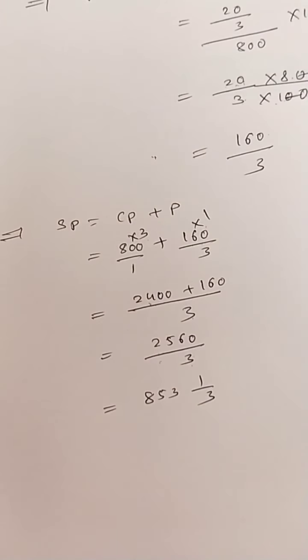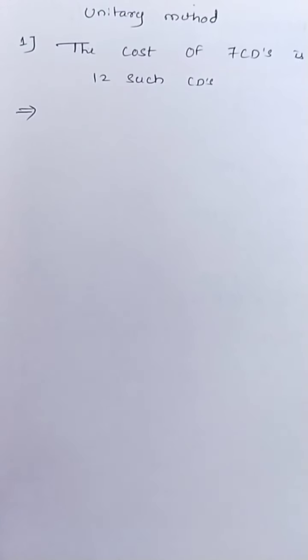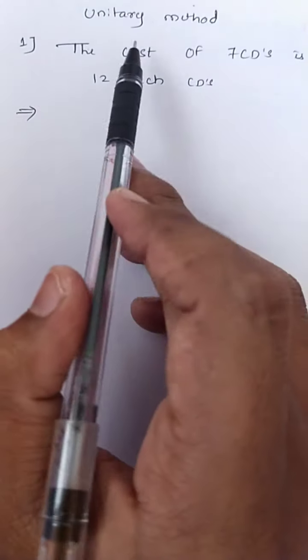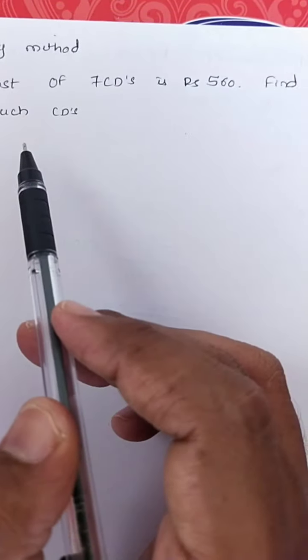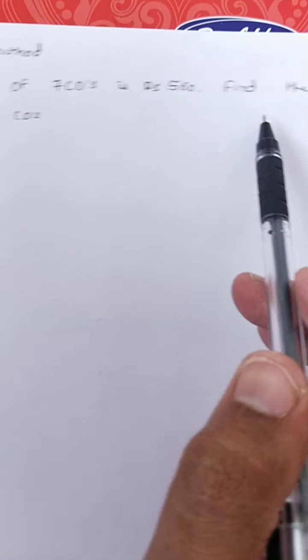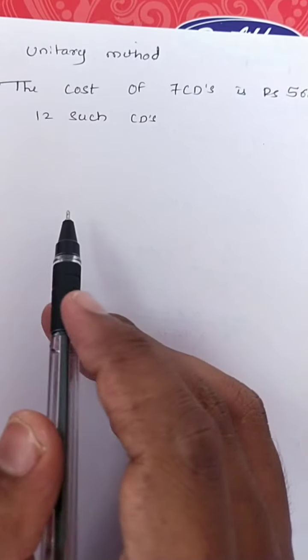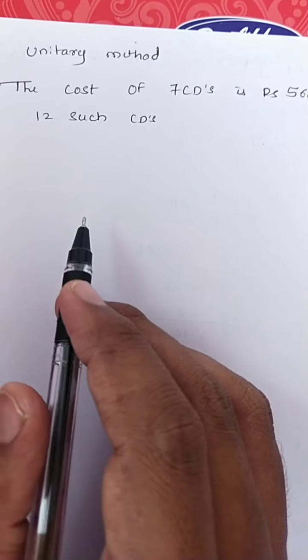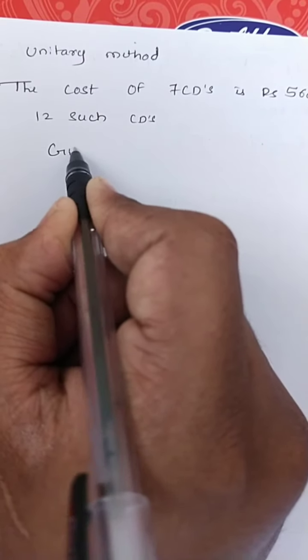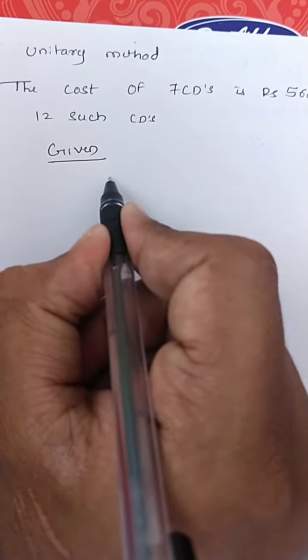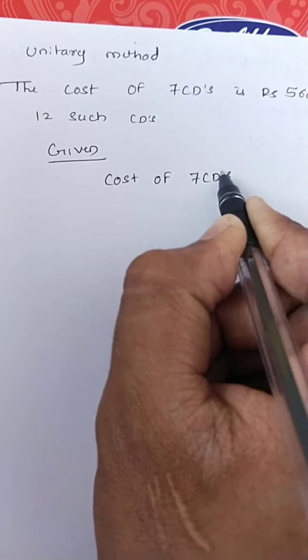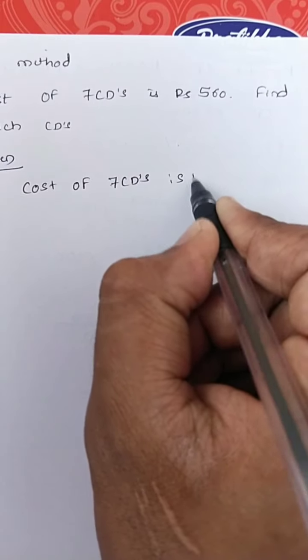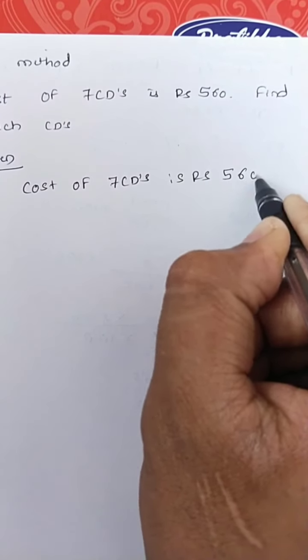I hope you understood these problems. Now you have one more question from comparing quantities, that is the unitary method. The cost of 7 CDs is rupees 560. Find the cost of 12 such CDs. See here, first the cost of 7 CDs is given as rupees 560.